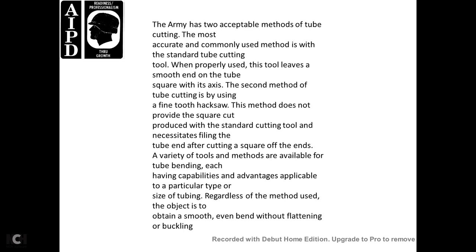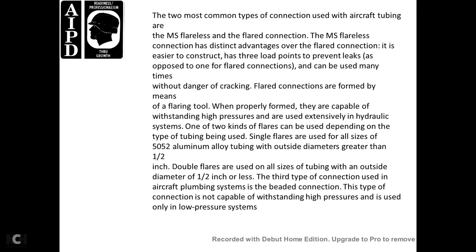A variety of tools and methods are available for tube bending. Each has capabilities and advantages applicable to the particular type and size of the tube. Regardless of the method used, the object is to obtain a smooth, even bend without flattening or buckling. The two most common types of connections used in aircraft tubing are the military standard flareless and flared connection. The military flareless connection has a distinct advantage over the flared connection. It is easier to construct, with three load points to prevent leakage, as opposed to one in a flared connection. It can be used many times without danger of cracking.